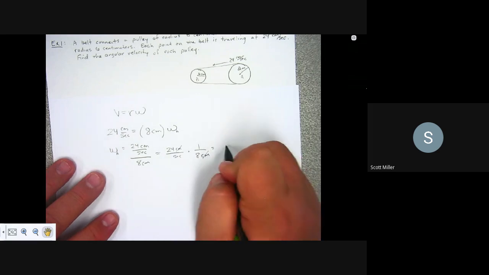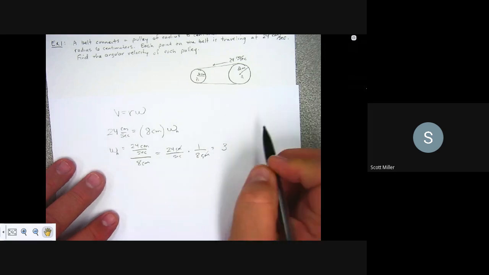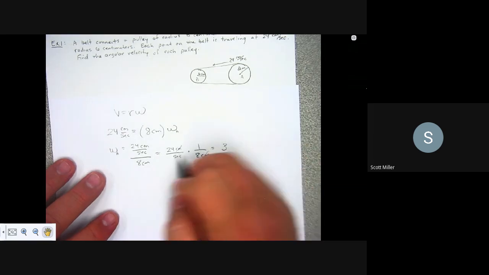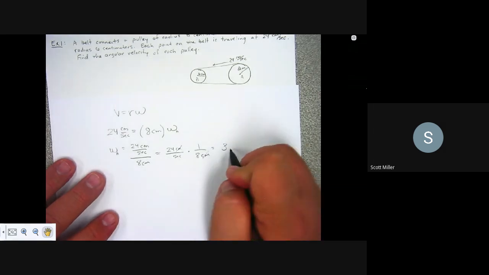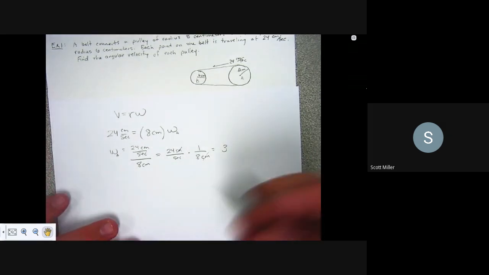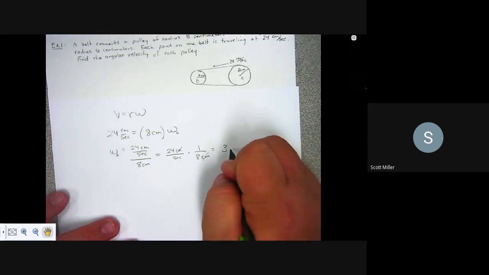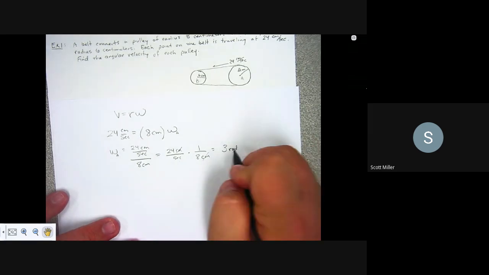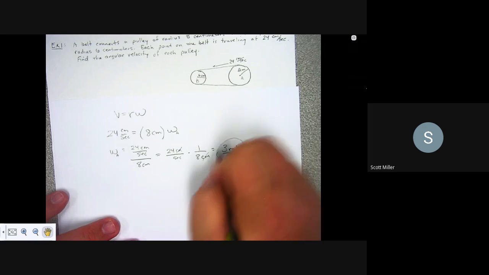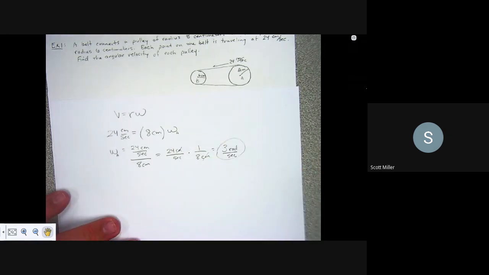24 divided by 8 is 3. So we have 3 radians per second. Now, radians is really not a unit. We don't really write radians, but we're going to just to keep our mind right and so we don't make misunderstandings. So I have 3 radians per second, and that is the angular speed for circle A.